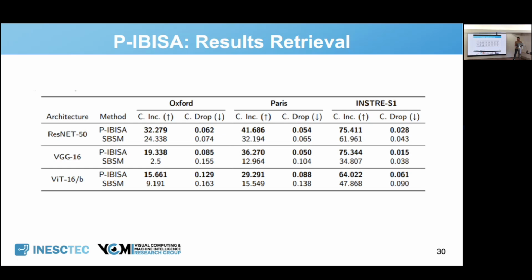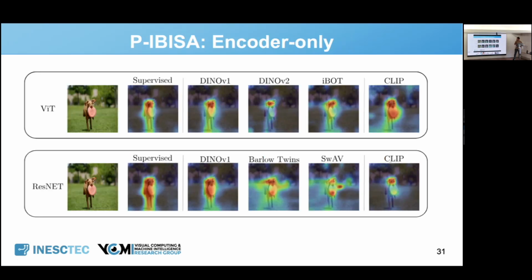And finally, we have the encoder-only explanations. As I said before, you can use the target embedding as the embedding of the image itself. And with this, we can explain both supervised models, but we can also explain self-supervised models. These are not trained with a downstream task in mind. They are just learning representations. And you can visualize if these representations align with human understanding or not.